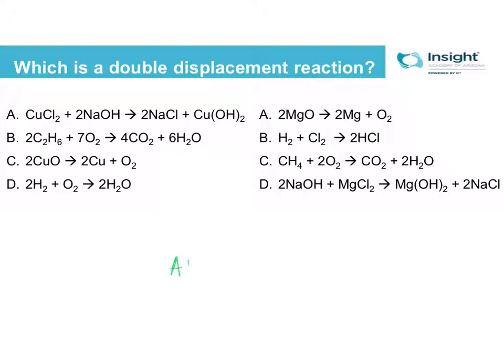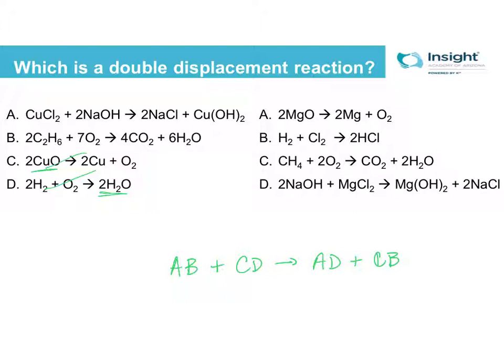So remember, we've got AB plus CD yields AD plus CB. All right. So a couple of things you can do to help yourself narrow things down is that you should have 2 reactants and 2 products. So we can say this first group, I can easily get rid of these 2 because those have 1 reactant or 1 product. The next 2 both have 2 reactants and 2 products.